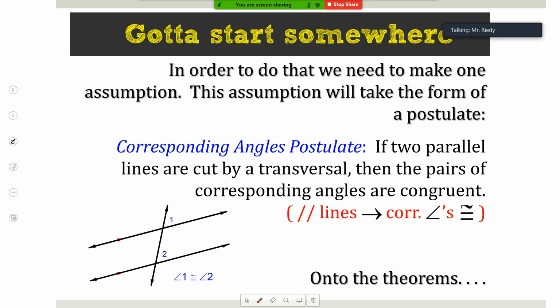So we're going to start with somewhere. This is something called the corresponding angle postulate. Now, let's talk about the word postulate. We've already seen the word theorem. And a theorem is something that can be proven. Okay? So I have a theorem. If I drop this, it will fall. Can I prove that? Yes. Just did.